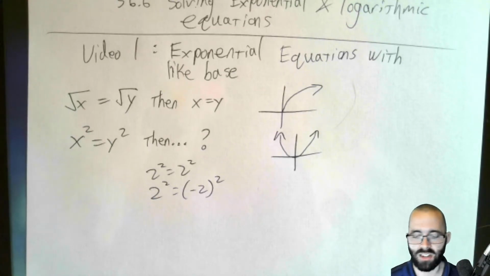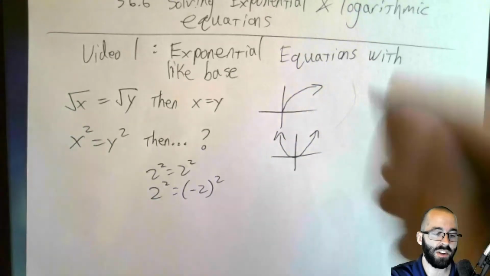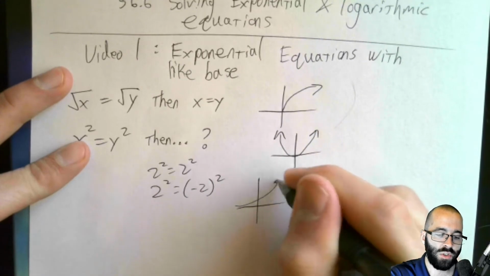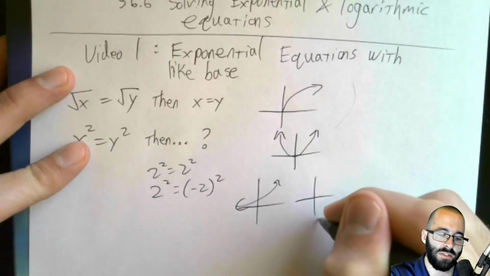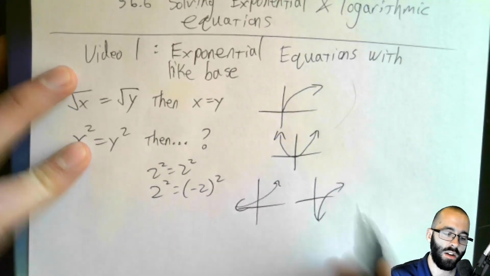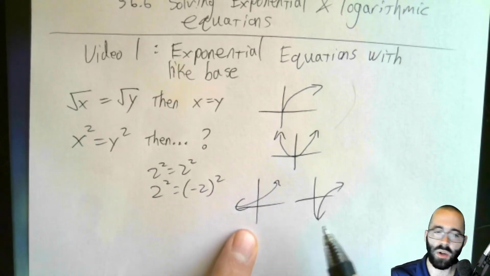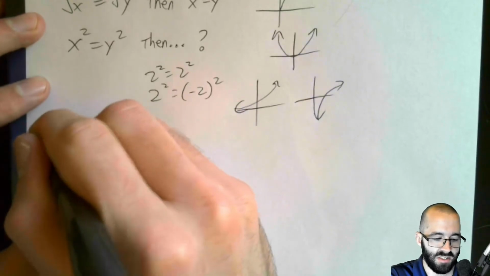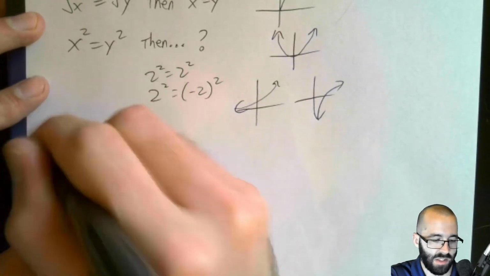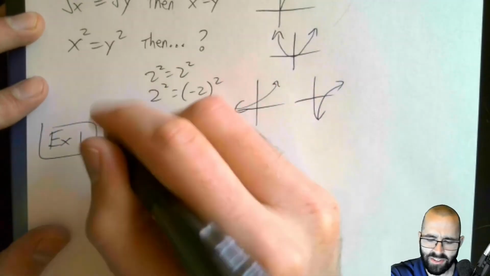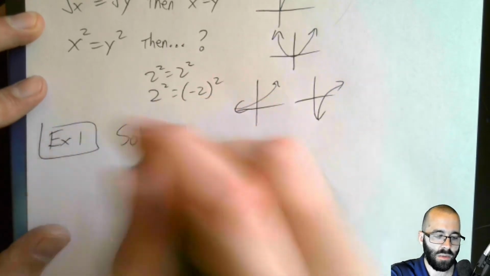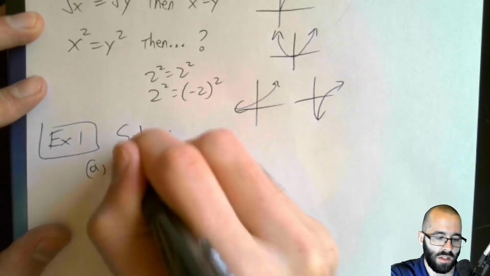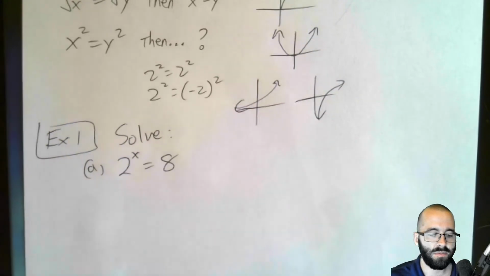And that's how we're going to start today, because exponential functions and logarithmic functions, these are both one-to-one functions as well. Exponentials and logarithms are one-to-one, so we're going to use some fancy properties to help us solve some of these equations. We're going to start with example 1, where we always start. Solve the following. Part A, 2 to the x equals 8.